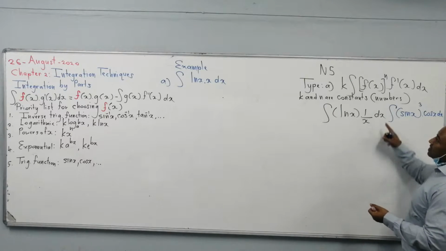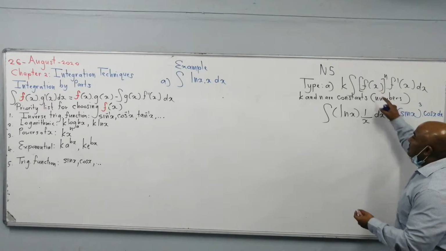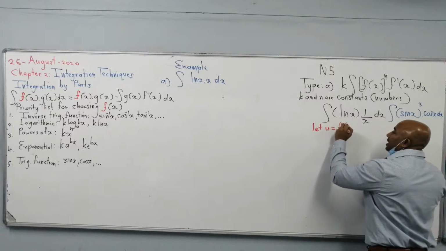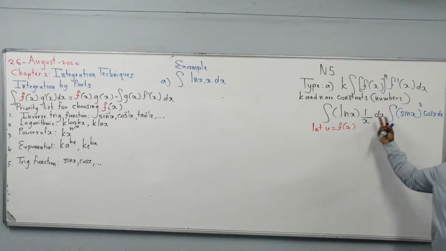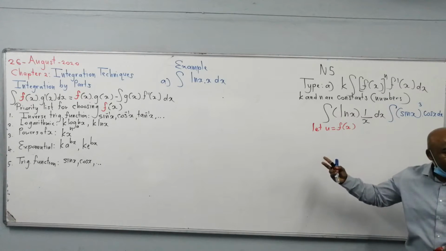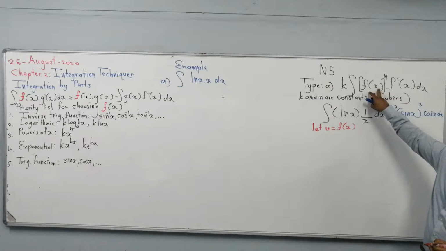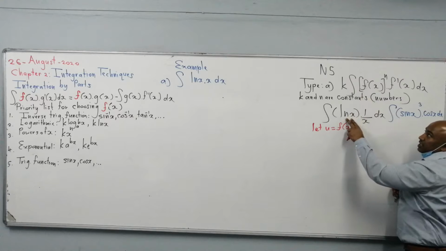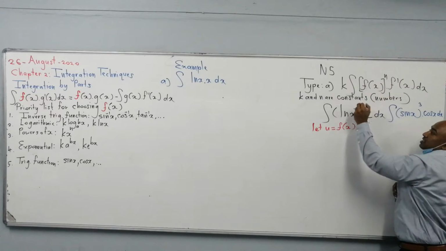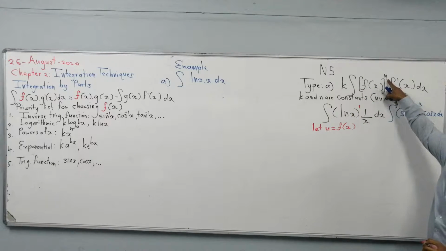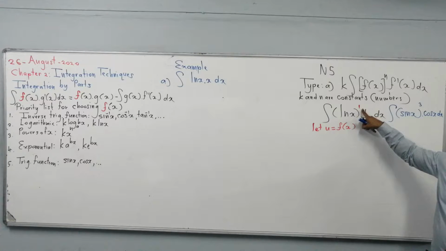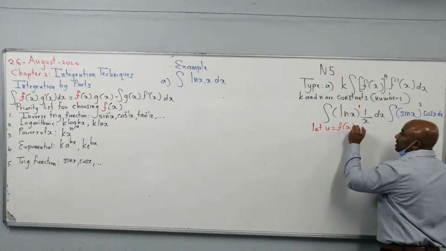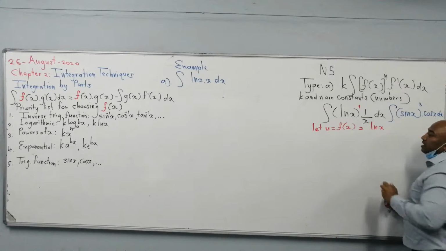If I want to use a substitution in a situation like this, I will always let u equal f of x for any example. If it's f of x, f prime x, always let u equal the original, not the derivative. So in this situation, remember, n is just a positive 1 here. There's your n, there's your 1. Can you see that? So now if I let u equal f of x, my f of x is ln x here.